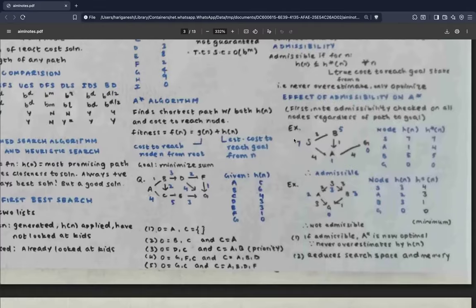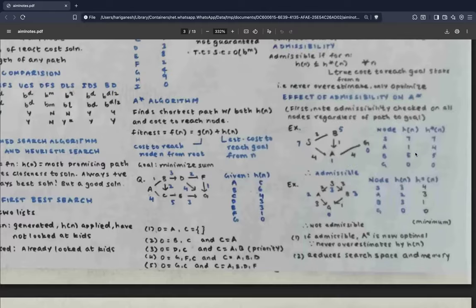So you check on all nodes. You basically draw a table of all the nodes. Here all the nodes are S, A, B, and G. So you draw all of that. The h(n) for each of them is given in blue: 7, 1, 5, 0. And the way you calculate h*(n) is by going from G to that node, and you should always take the shortest path. So to go from G to A, your cost is 4.